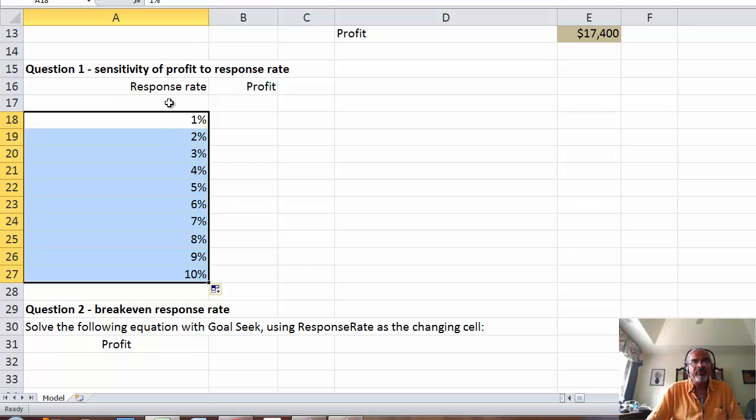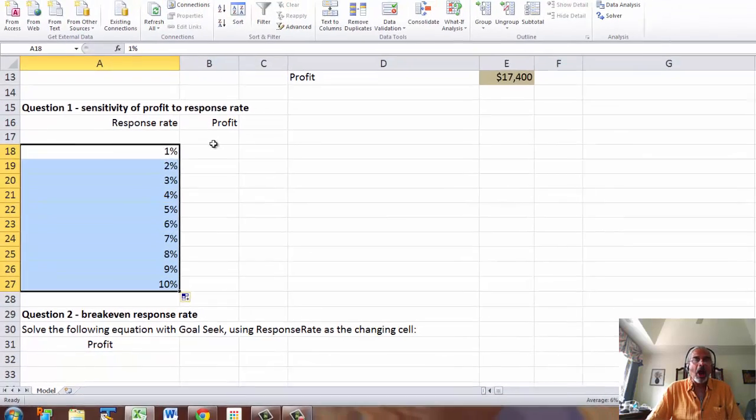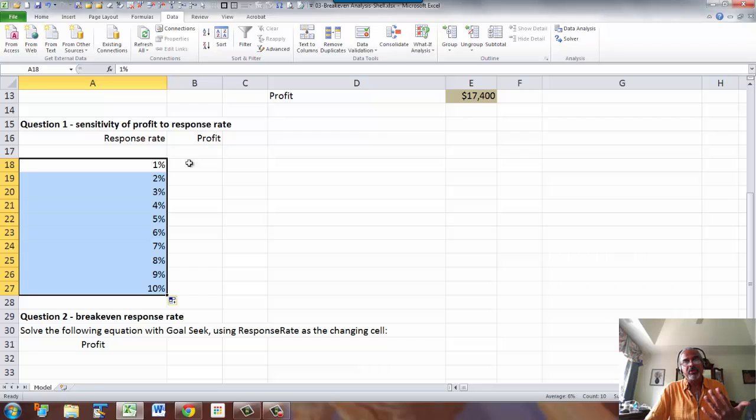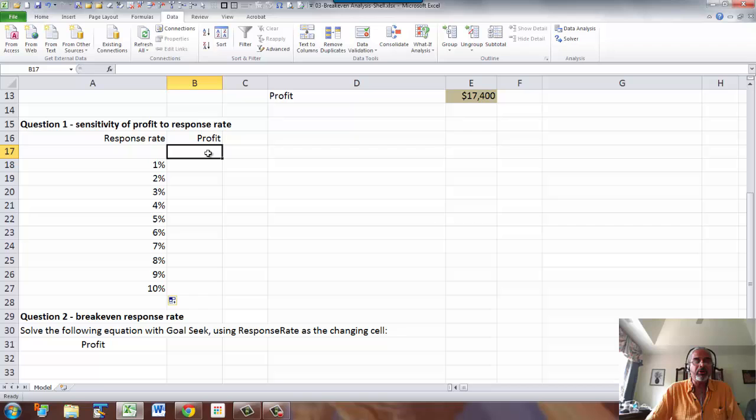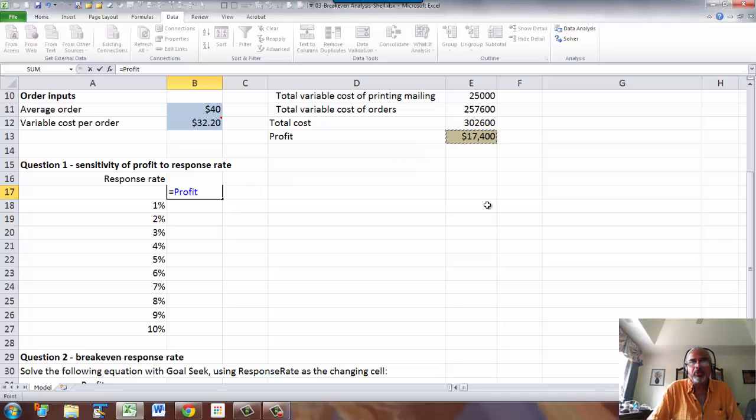Notice that I have left the top row blank. Here is where we have to set up the output from the data table. For these different response rates, what is the output that we are looking for, which is profit. So you need to enter the cell address of that output, which is E13, which we have already named as profit in the previous video.